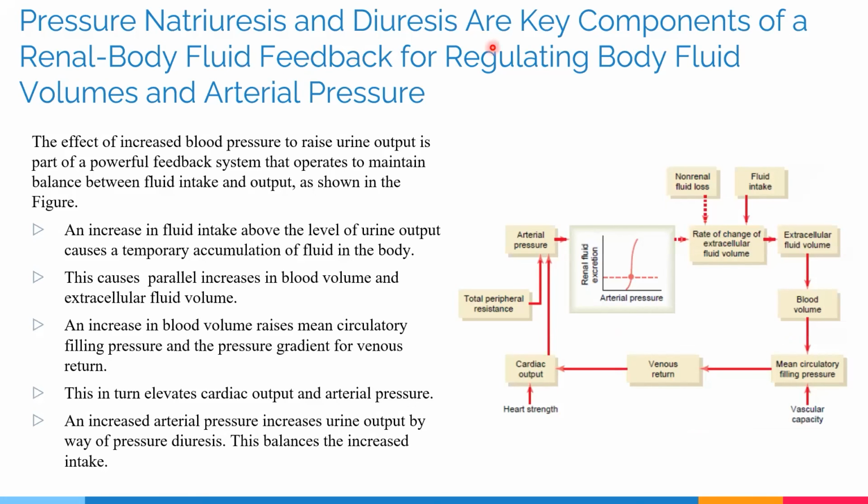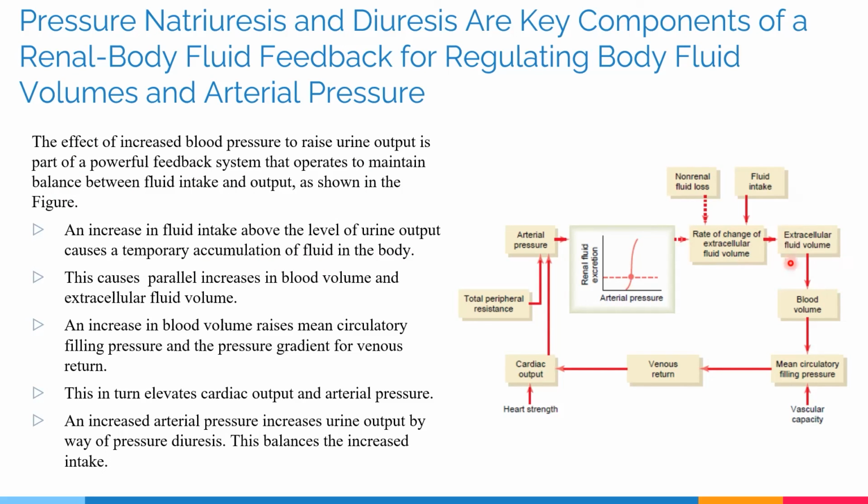Pressure natriuresis and diuresis are key components of renal body fluid feedback for regulating blood fluid volumes and arterial pressure. The effect of increased blood pressure to raise urine output is part of a powerful feedback system that operates to maintain balance between fluid intake and output as shown in the figure right here. An increase in fluid intake above the level of urine output causes a temporary accumulation of fluid in the body. So an increase in fluid intake and non-renal fluid loss causes an increase in rate of change of extracellular fluid volume. This causes a parallel increase in blood volume and extracellular fluid volume.